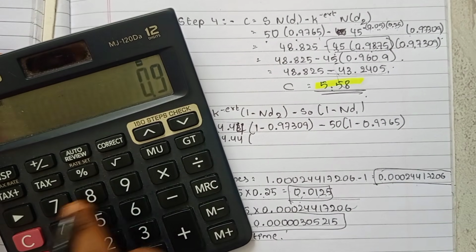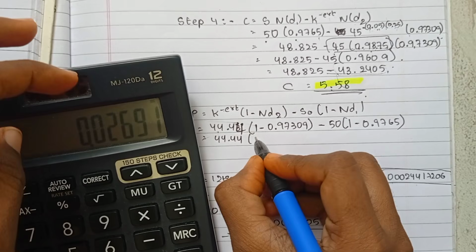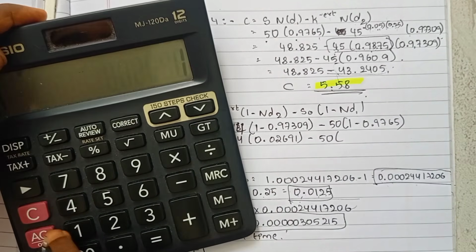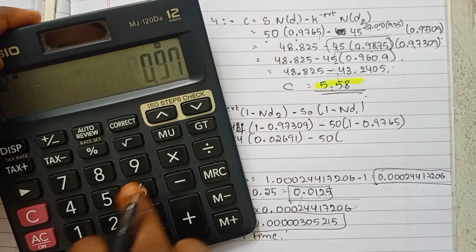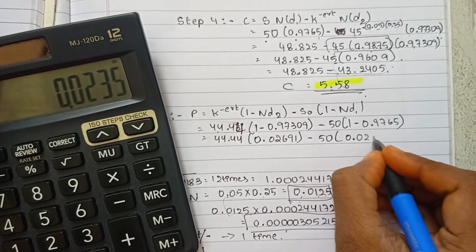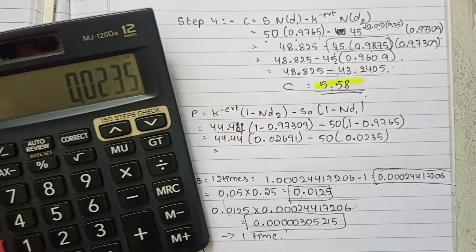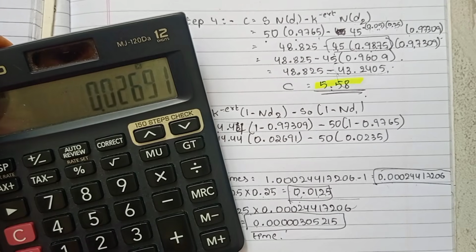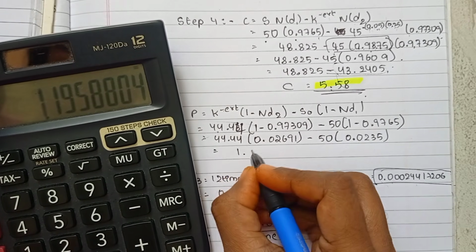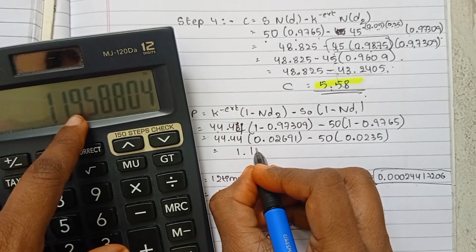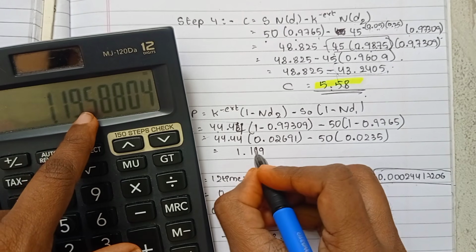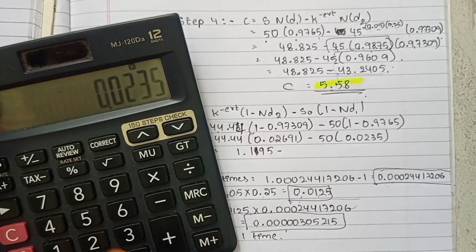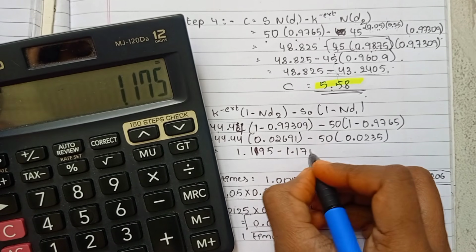1 minus 0.97309 is 0.02691 minus 50 into 1 minus 0.765, 0.0235. Next we have to multiply this. 44.44 into 0.02691 is 1.1195, so I will just take 1.195 minus, so 50 into 0.0235 is 1.175.